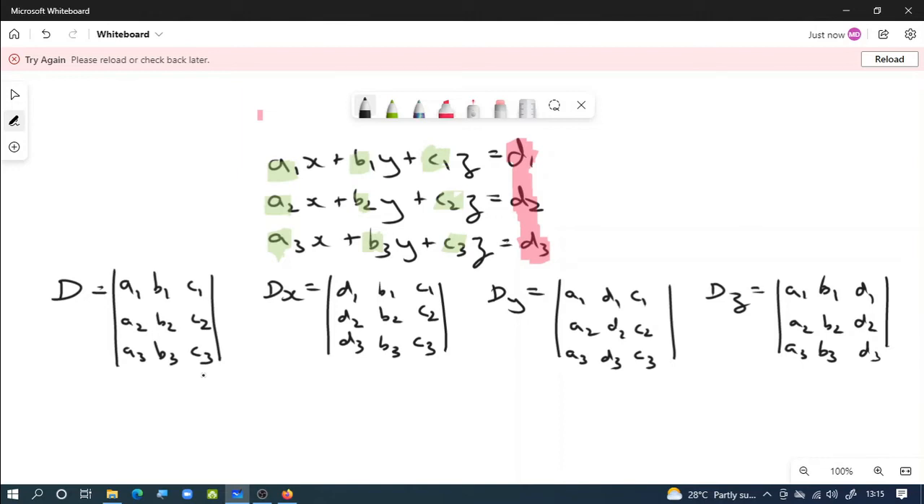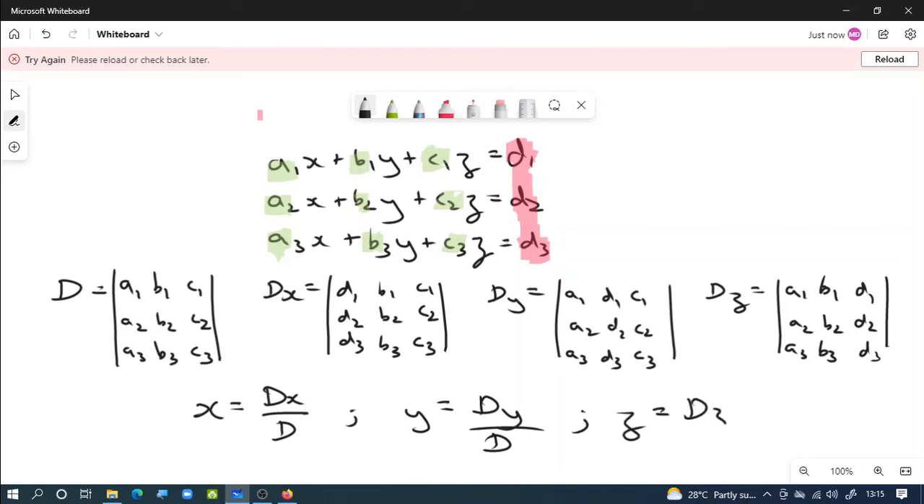Finally, you take those results, and x, the variable x, would be dx over d. y would be equal to the value of the determinant dy over d, and z is equal to dz over d. So that would be your solution.